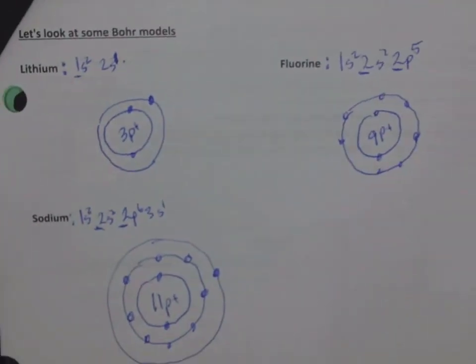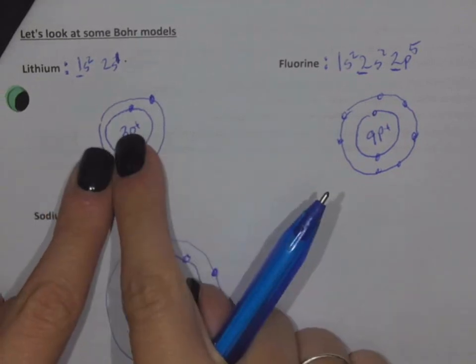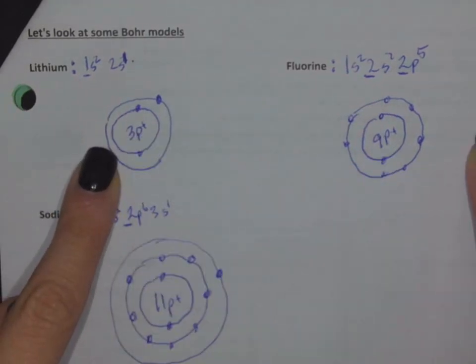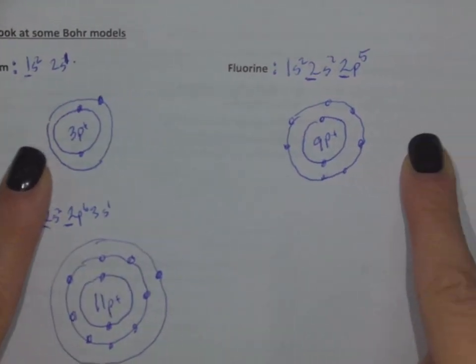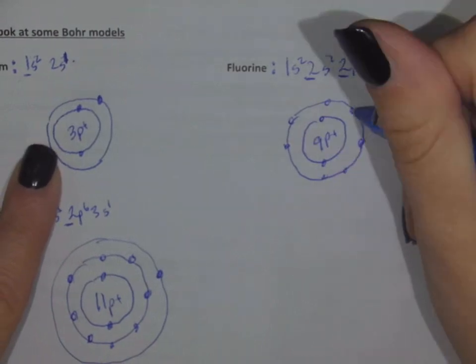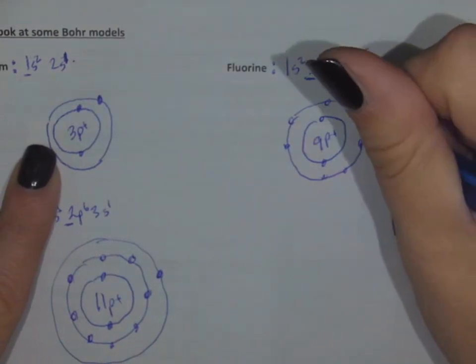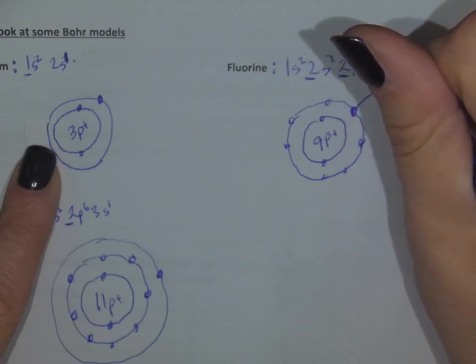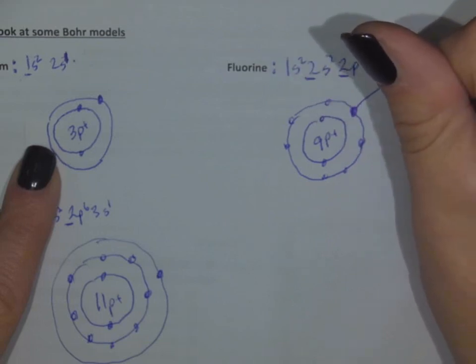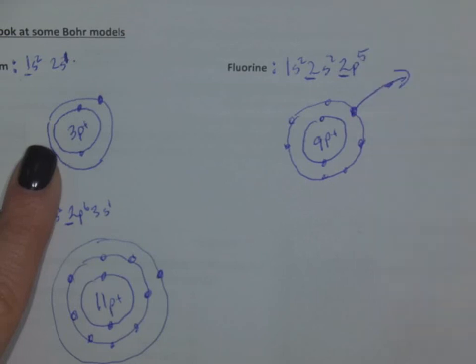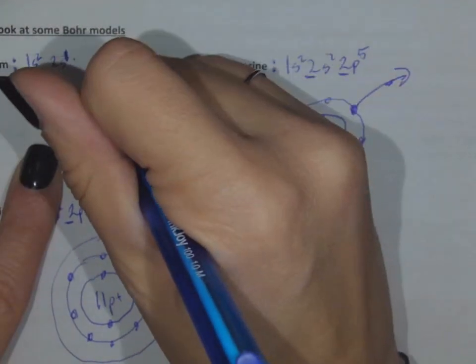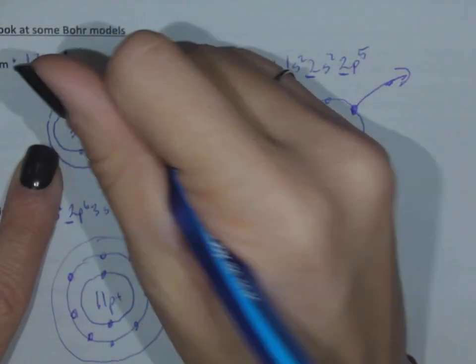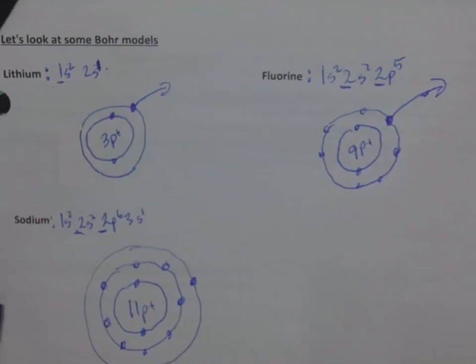So when we go across a period, the ionization energy increases. It takes more energy. I have to add more energy to eject this electron. It takes more energy to eject this electron than it is to eject that one. Okay.